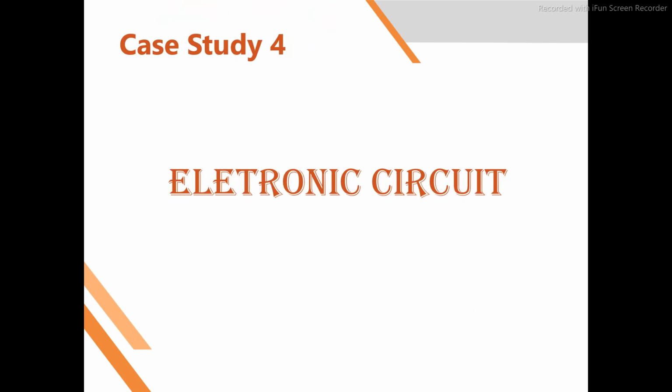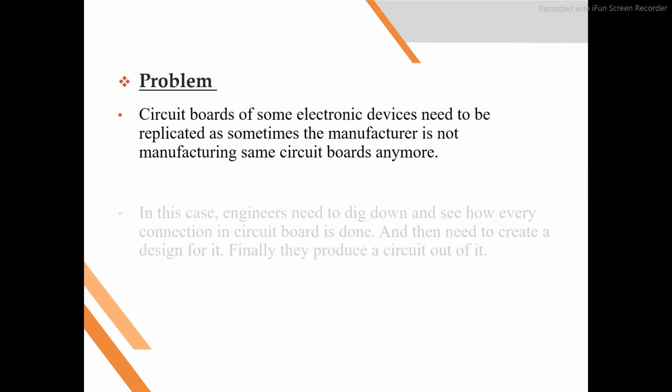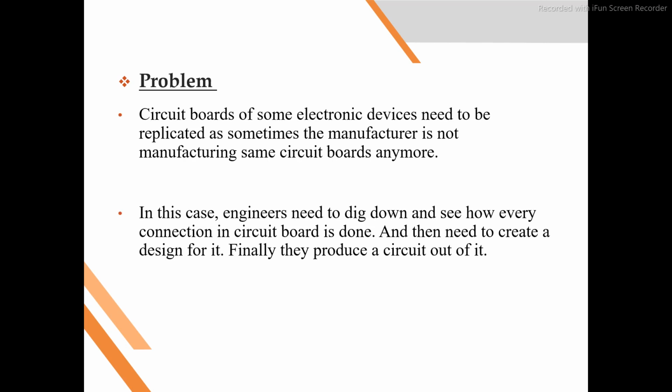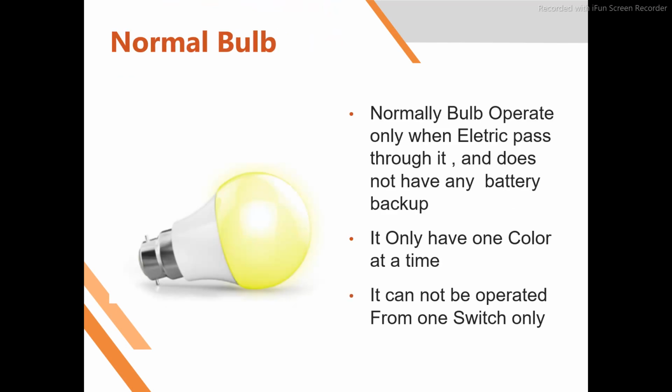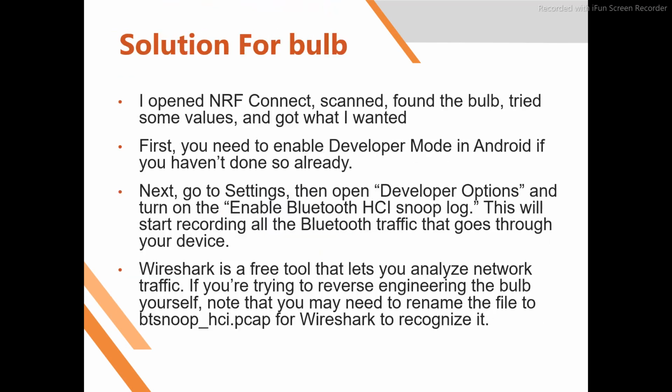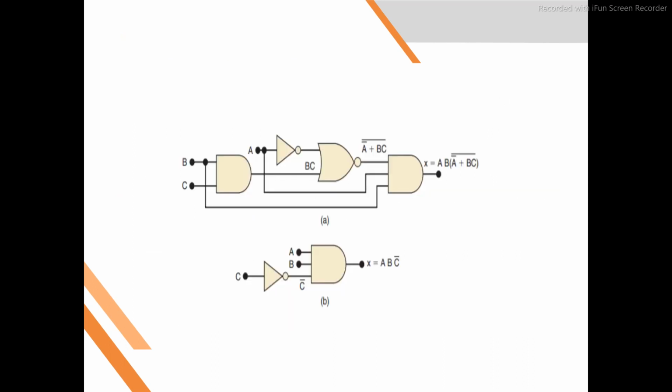Our fourth case study is of an electronic circuit. Many times, older people have better knowledge of electrics, but after they die, their knowledge is gone. So we have to do reverse engineering of that bulb. So here is the normal bulb which we are using at home. We have made the bulb smarter, like we have added Bluetooth and a battery to it, and we can operate it.